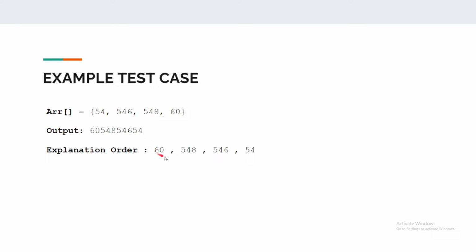Basically we are following this order, that is first we will place 60, then we will place 548. Why so? Because 6 is greater than 5 and so that should be placed in front of 548. Similarly 546 because 8 is greater than 6, and at last 54 because there is no third digit present in this. So this is the order that we have to maintain.